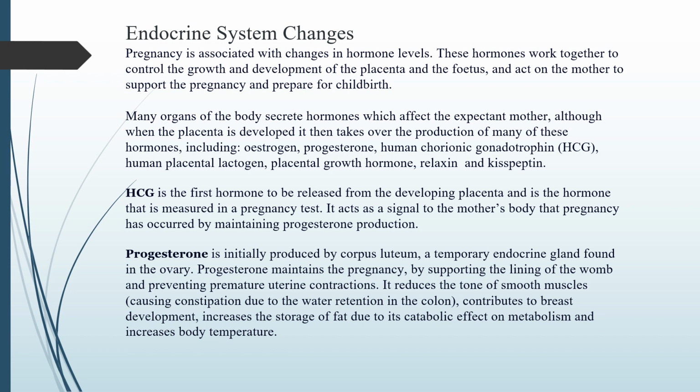HCG is the first hormone to be released from the developing placenta and is the hormone that is measured in the pregnancy test. It acts as a signal to the mother's body that pregnancy has occurred by maintaining progesterone production. Progesterone is initially produced by the corpus luteum, a temporary endocrine gland found in the ovary. Progesterone maintains the pregnancy by supporting the lining of the womb and preventing premature uterine contraction.